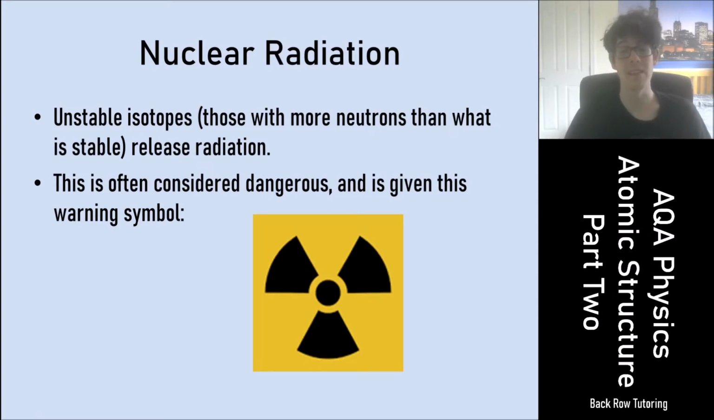So unstable isotopes, those with more neutrons than what is stable, release radiation. This is often considered dangerous and is given this warning symbol. So when you see this warning symbol in the lab or in a manufacturing plant or something like that, it means there's nuclear radiation and that is potentially very dangerous.